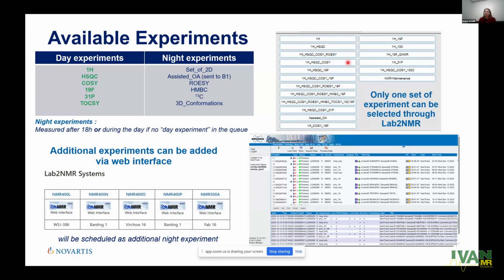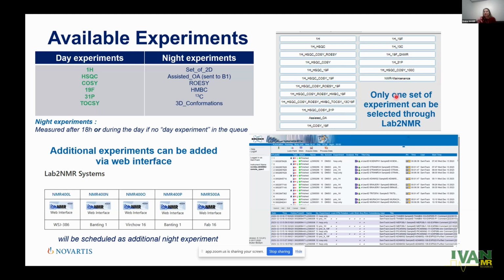This is all the combinations that the chemist can choose. Not only one set can be chosen. That explains why we put in different possibilities. Proton, HSQC, 19F, we add the COSY, then we add the ROESY, we add the HMBC, and the complete one. And then some phosphorus and special experiments, like 100 degrees high temperature.